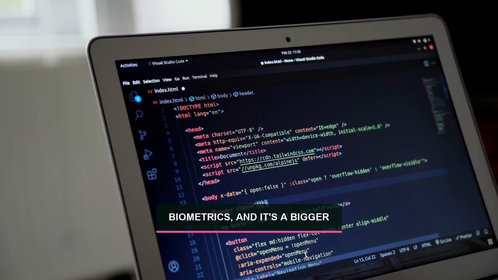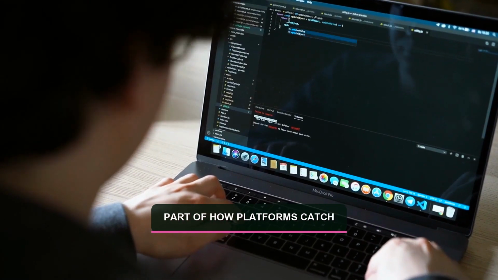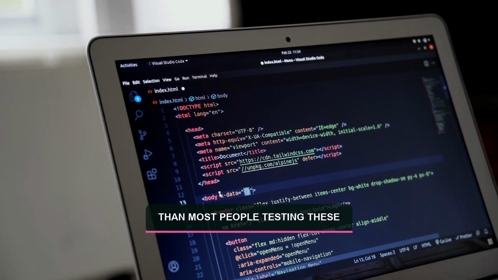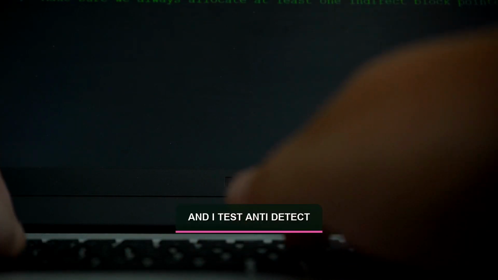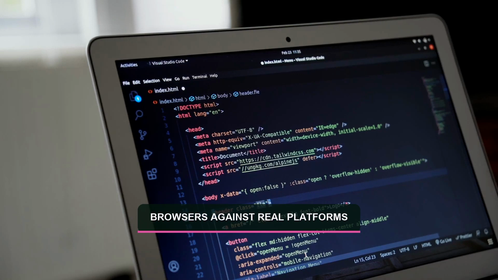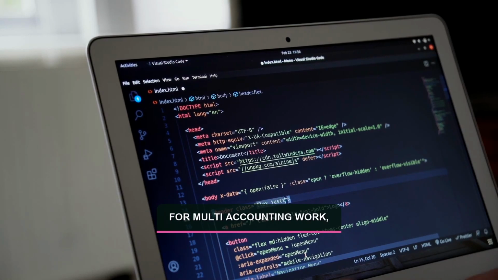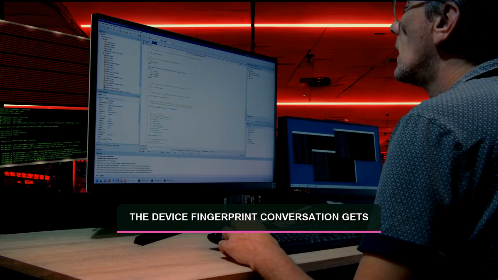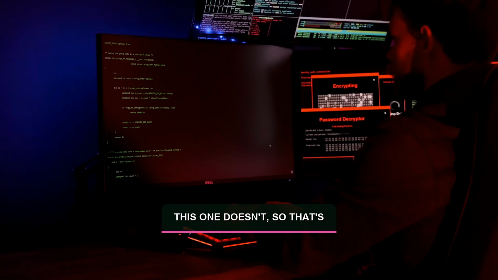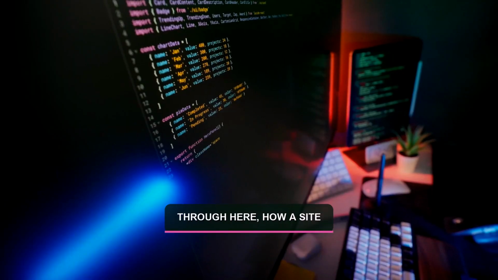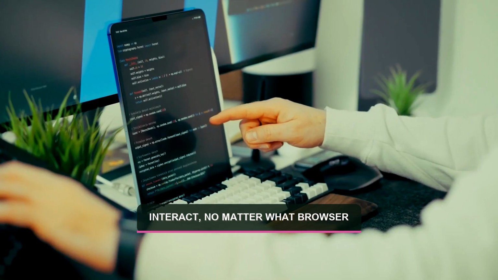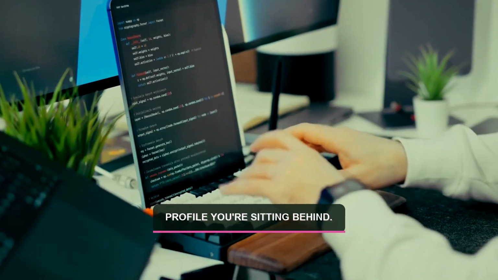It's called behavioral biometrics, and it's a bigger part of how platforms catch multi-accounting and fraud than most people testing these tools ever realize. I run proxy infrastructure, and I test anti-detect browsers against real platforms for multi-accounting work, day in, day out. The device fingerprint conversation gets covered everywhere. This one doesn't, so that's what I want to walk through here. How a site learns to recognize how you interact no matter what browser profile you're sitting behind.